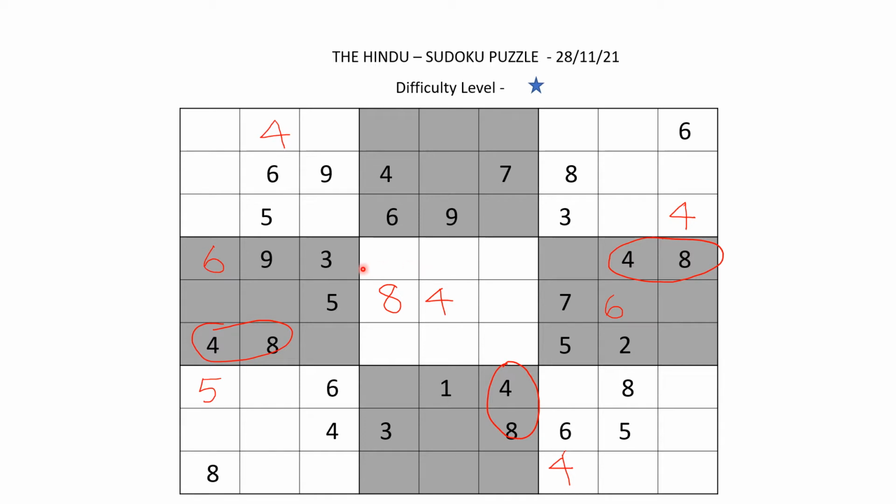Now this 6 blocks these cells. This 6 blocks these cells. And we have a 6 here which blocks here. That means these 2 cells can take a 6. Similarly, we can have a small marking here. And once again, this 6 blocks here and this 6 blocks here. And we have a 6 here. That means these 2 empty cells can take a 6. So we are going to mark it here.